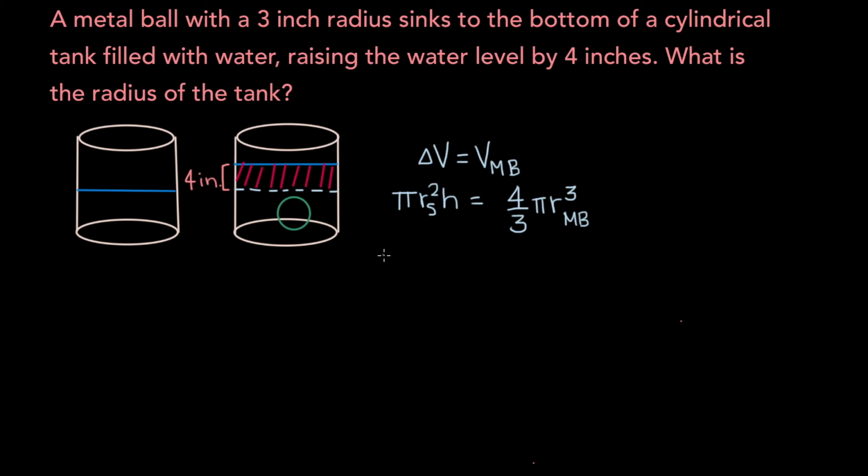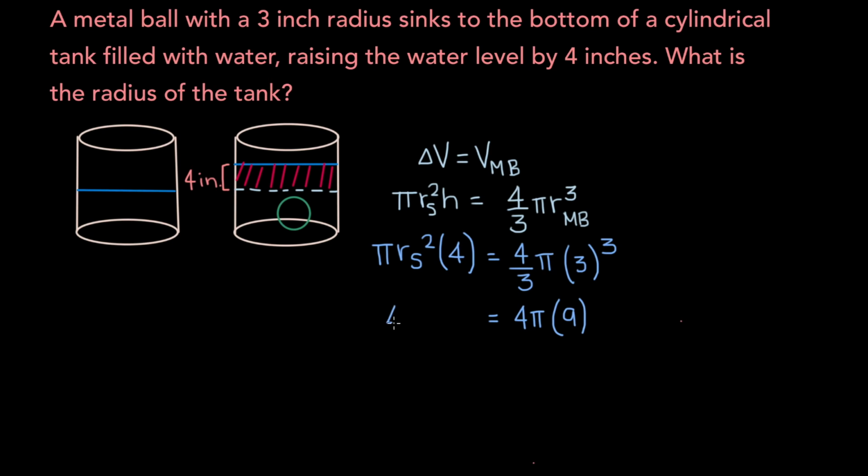If we start plugging in values we know into the equation, it becomes pi times the radius of the shaded region, which is the thing we ultimately want to find out, squared, times 4, which we determined was the height of the shaded region, is equal to 4/3 pi times 3, which the problem tells us is the radius of the metal ball, cubed. We can cancel out a factor of 3 in the numerator and denominator of the right-hand side of our equation, which leaves us with 4 pi times 3 squared, which is equal to 9.